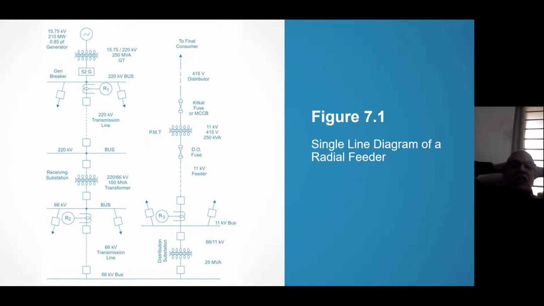So that terminates on 220 kV infinite bus. From there many lines are emanating. I have shown 3, but not necessary 3. There may be 10 lines emanating. Out of that, one line, 220 kV line, is going to the 220 by 66 kV, I mean, that's going to 220 kV bus, and that is receiving substation.